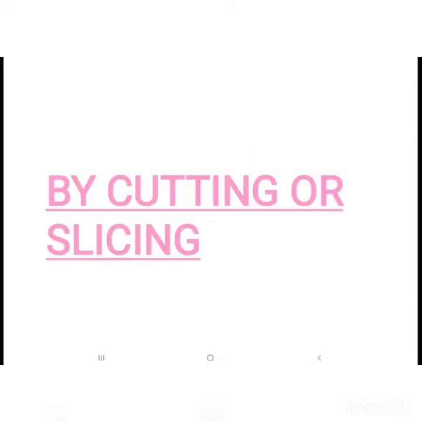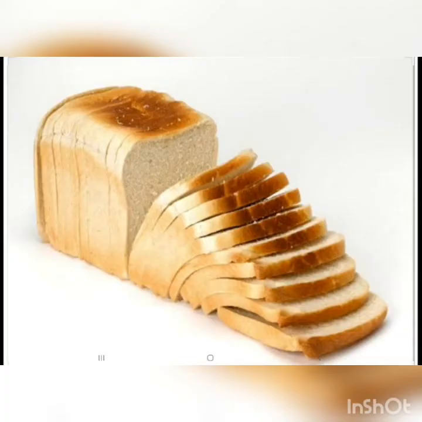Next, visualizing solid objects. That means how we are visualizing these solid objects. There are three methods for visualizing solid objects. First method, by cutting or slicing. That means the whole solid shape we are slicing or cutting and finding out in what way we can view it. For example, you have seen slices of bread, isn't it? This bread is whole as what? We can make it as a cuboid shape, isn't it?